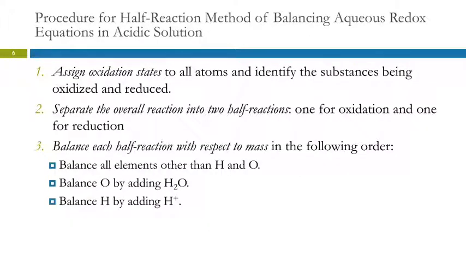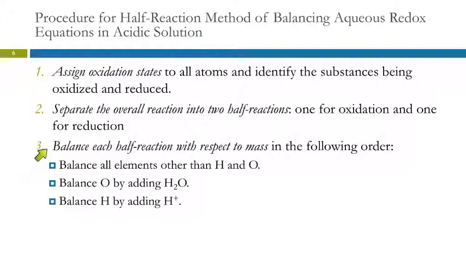Okay, so this is the new stuff. Half reaction method. So first of all, assigning oxidation states to all the atoms, identifying what's being oxidized and reduced. Sometimes it's actually quite obvious because it's a simple reaction. There's only two things. Then we separate the overall reaction into two half reactions. We've got one for oxidation, we've got one for reduction. We're going to balance each half reaction separately.